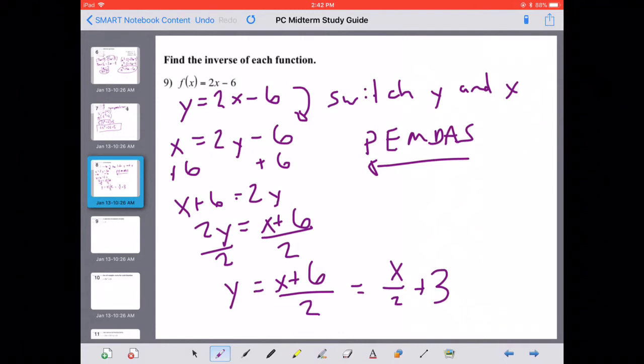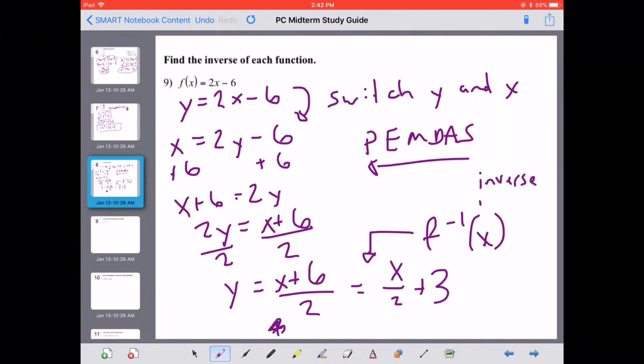This complicated a couple people on the test. We can also show that this is the inverse by doing f inverse symbol, which is that -1 in the exponent, of x. So that's how we would write the function notation. This is the inverse notation, so please don't be confused about that. We aren't literally doing the exponent of -1. That's just showing that it's the inverse.